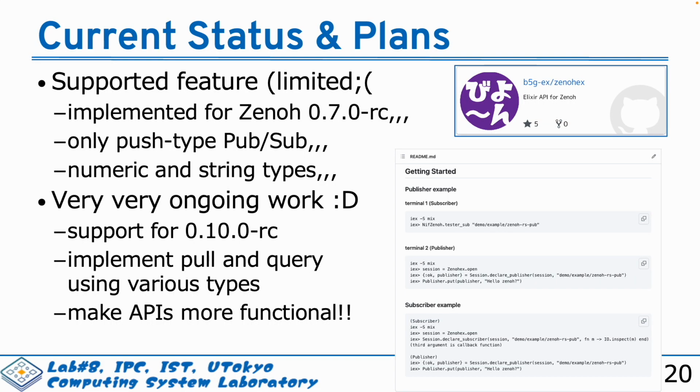Please understand that Zenoh EX is still in an early stage of development. Supported features are very limited and there is a lot of work to tackle. We would be happy to receive contributions from you.